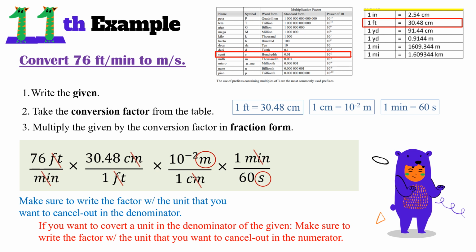Now perform the operation: 76 times 30.48 over 1, times 10 raised to negative 2 over 1, times 1 over 60. So the answer now is 0.39 meter per second.